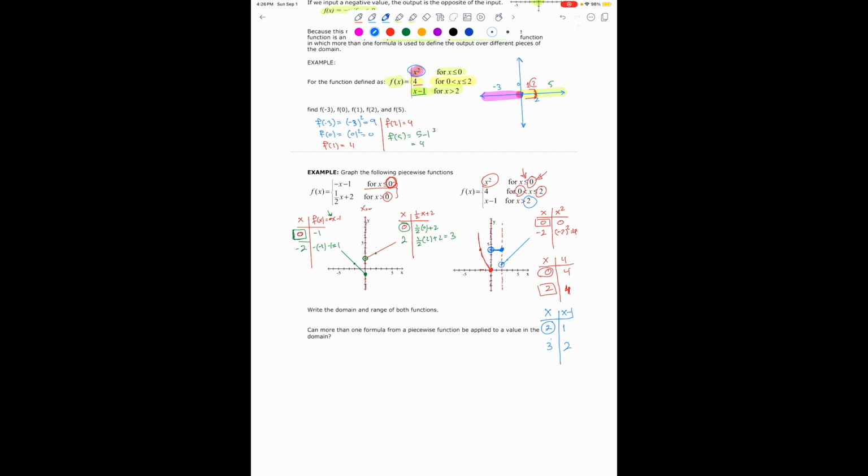Write the domain and range for both functions. The domain of the first function is all of the real numbers, so from negative infinity to positive infinity, because as you scan the graph from left to right, you will notice that the graph spans all of the real numbers. The range, we scan it from the bottom to the top. You notice that this is the beginning of the graph, and then it goes all the way to positive infinity, including all numbers. So in this case, the range is from negative 1, inclusive of negative 1, all the way to positive infinity.